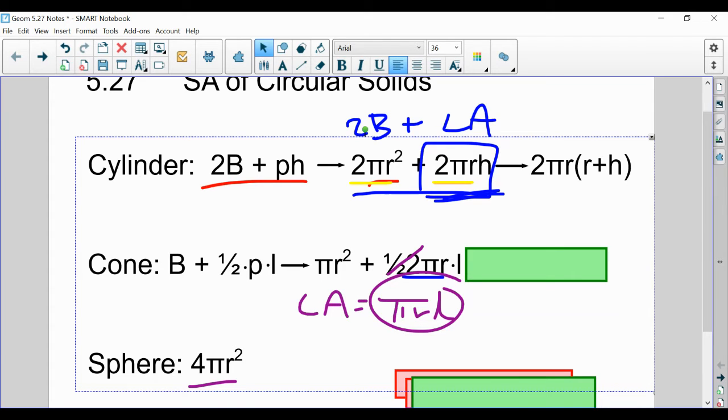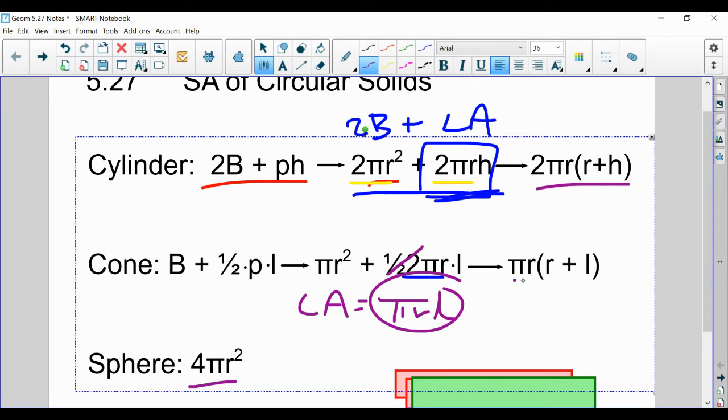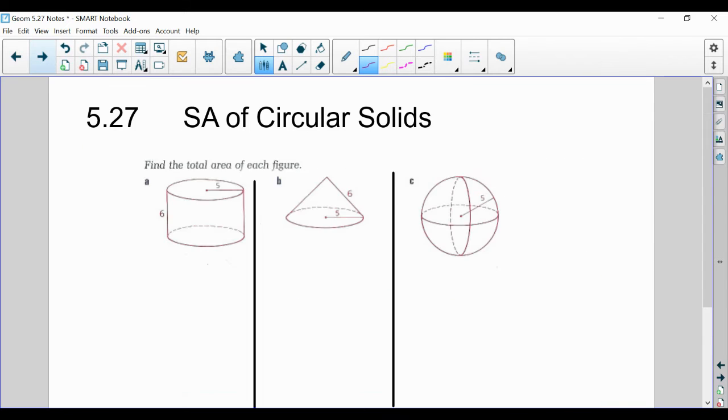Once again, just like we did with the cylinder, I'm going to factor out a pi and an r from both terms and be left with a simplified pi r times r plus l. L, of course, is the slant height, just like it is with a pyramid. So I have my formula for cylinder, for cone, and for sphere. Why don't we use those formulas in examples?